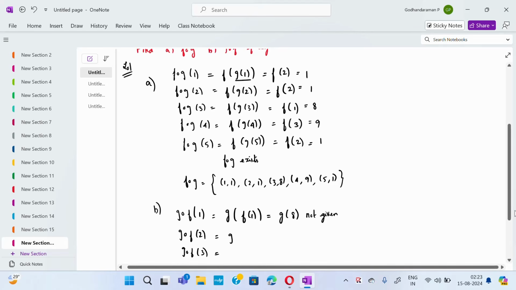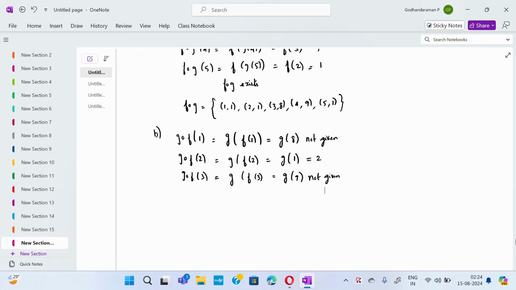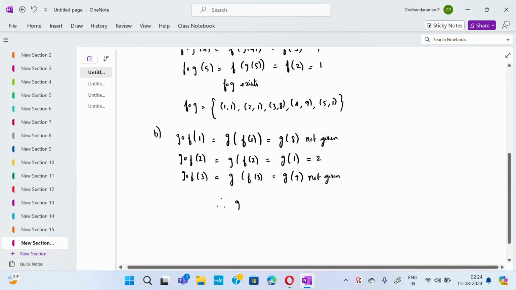Same way check G of F of 2. F of 2 is 1, so G of 1, and G of 1 is 2. Same way G of F of 3: F of 3 is 9, and G of 9 is also not given. So it does not exist. Not only one, every element should exist, then only we can write it. So G composition F does not exist.